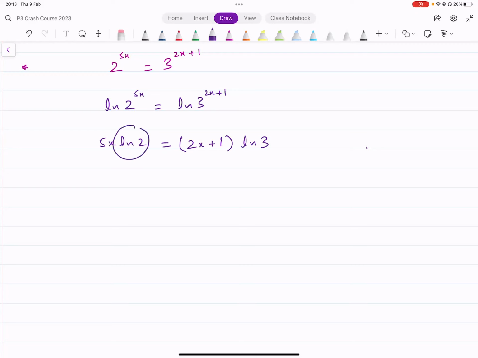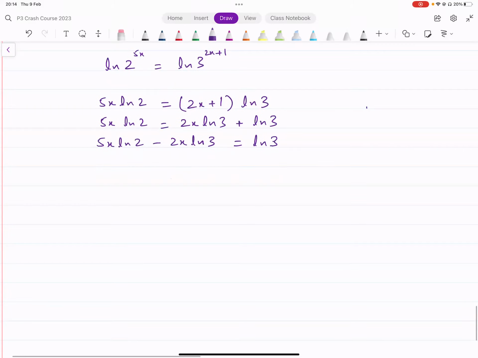You can either convert it to decimals first, or just keep it like this and make x the subject and evaluate everything directly after that. 5x into ln of 2. On the right side, you have 2x into ln of 3 plus ln of 3. Take all log terms to one side and all x terms to one side, because we're looking for the value of x. That gives us 5x ln of 2 minus 2x ln of 3. And on the other side, we have ln of 3.